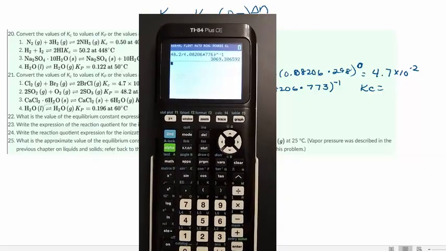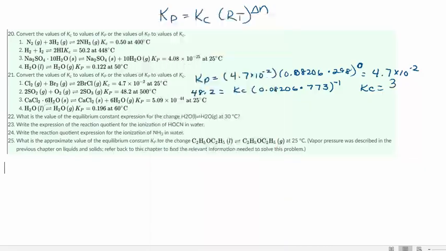So I get a Kc value equal to 3,069. Now I started with 3 significant digits. I really should only have 3 significant digits here. So 3,070 would be 3 significant digits. 3 are significant and this one is not. You could put that in scientific notation if you feel that that is ambiguous.